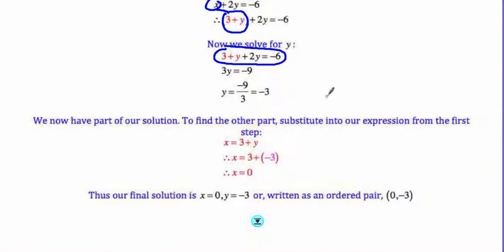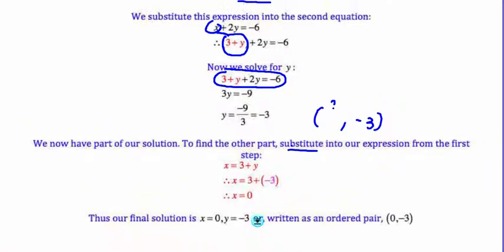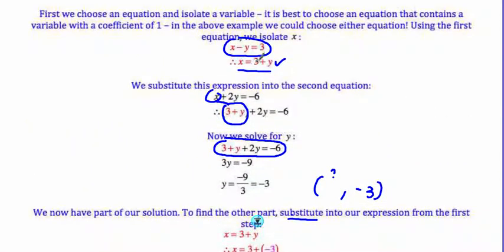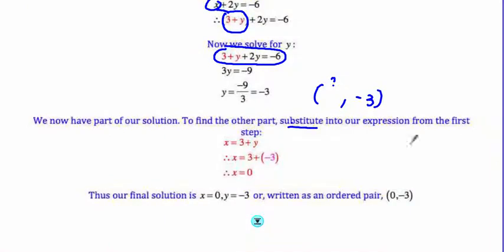If this were an ordered pair, we would have, of course, the y value, but we still need the x value, and so what we do is we substitute our answer back into our expression. So of course we know that x is equal to 3 plus y. If we now know that y is -3, we can substitute that in and find a numerical value for x, and this gives us a final solution of x equal to 0, y equal to -3, or 0, -3 if we write it as an ordered pair.